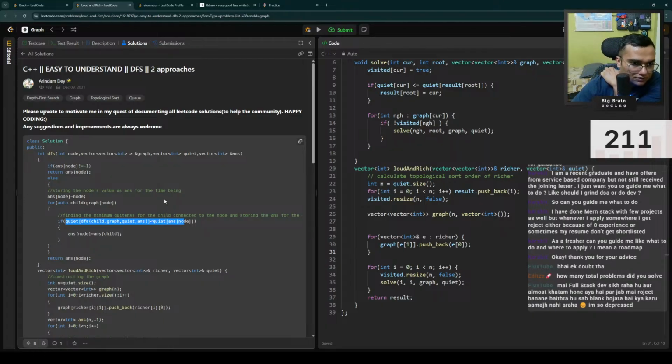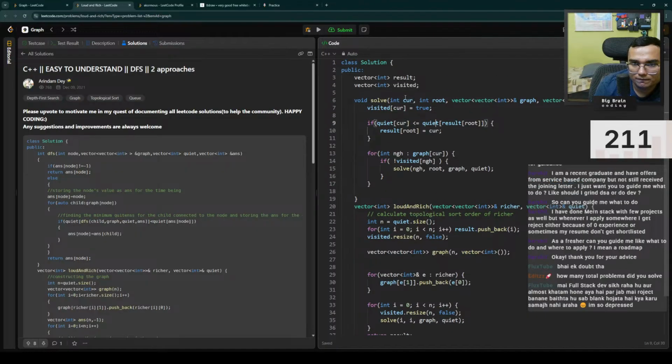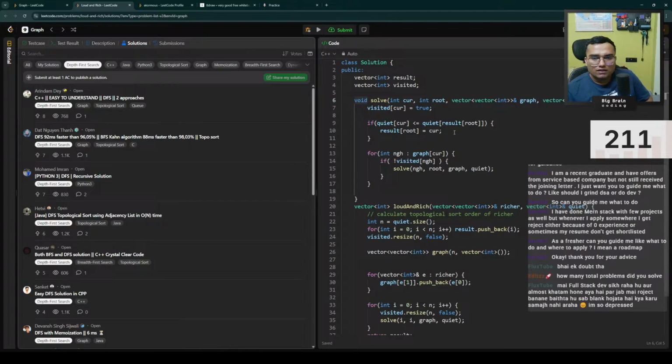If quiet of DFS this is less than quiet of this, then answer of this equals this. I'm also doing the same. If quiet of current, fuck, no, it's correct, man. If quiet of current is less than or equals to quiet of result of root. Fuck man, I'll have to come back to the graph. Shit man, bad bad bad.